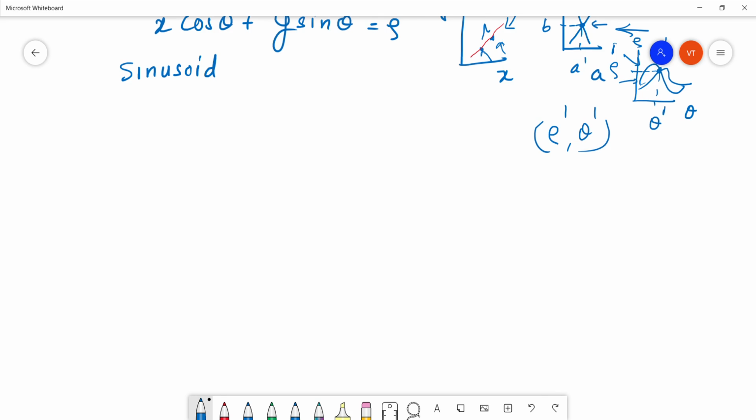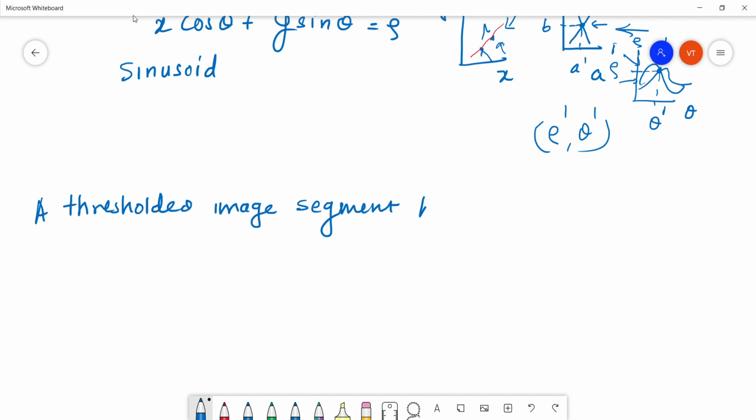So the problem was asked for 10 marks. A thresholded image. What is a thresholded image? Having binary value 0 or 1.